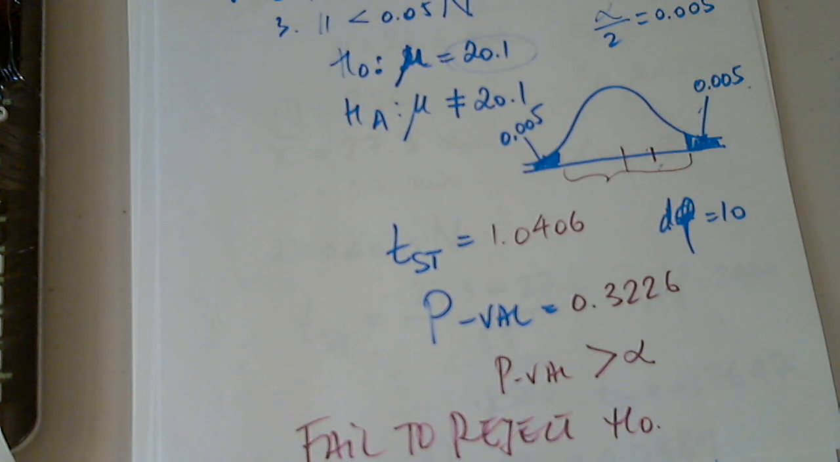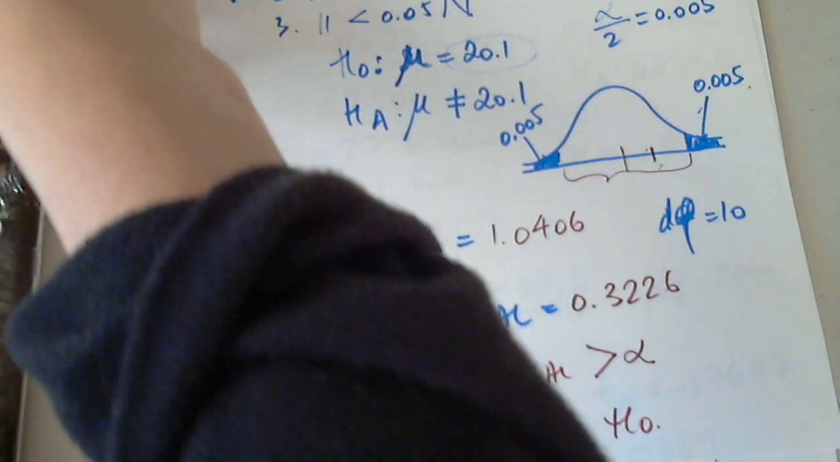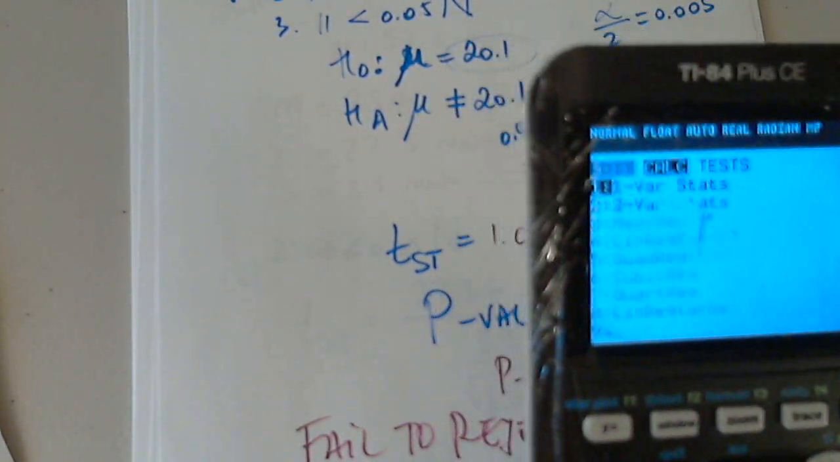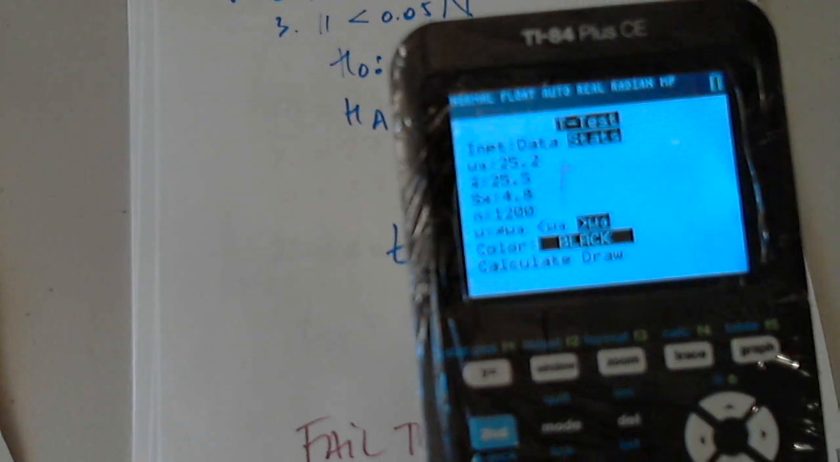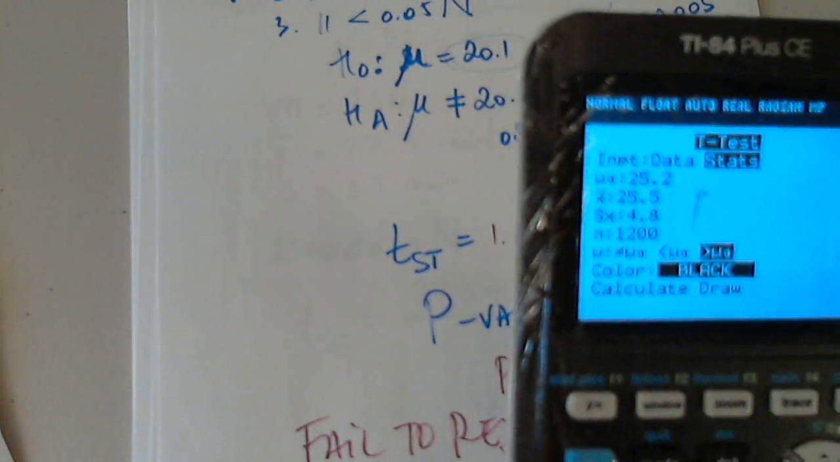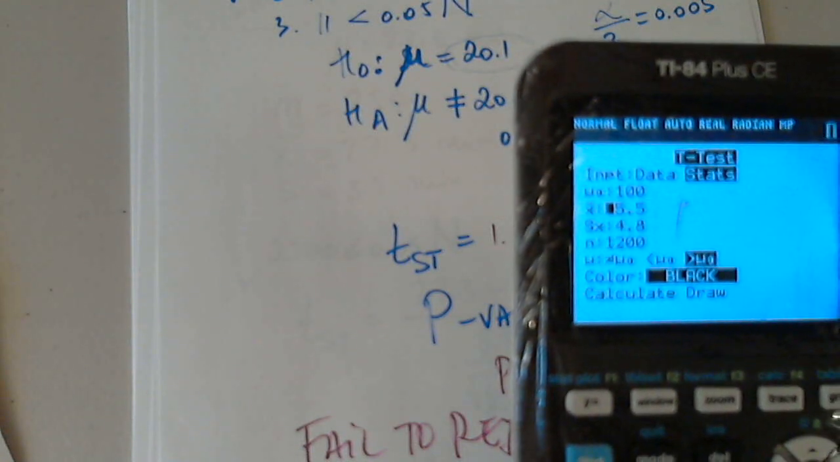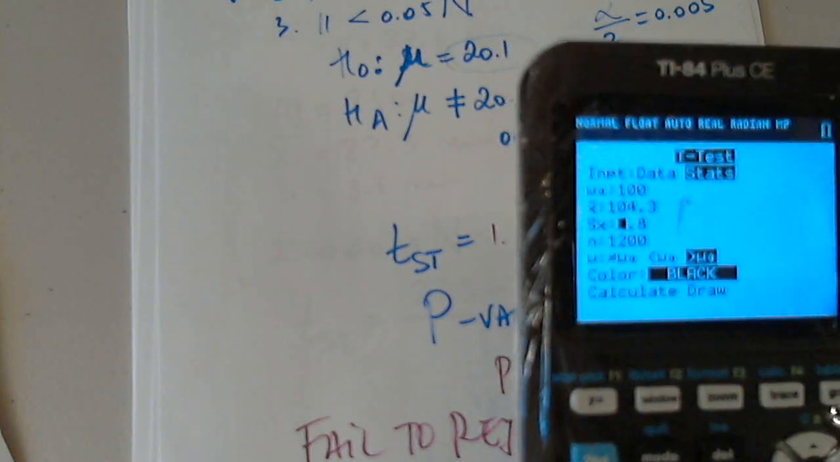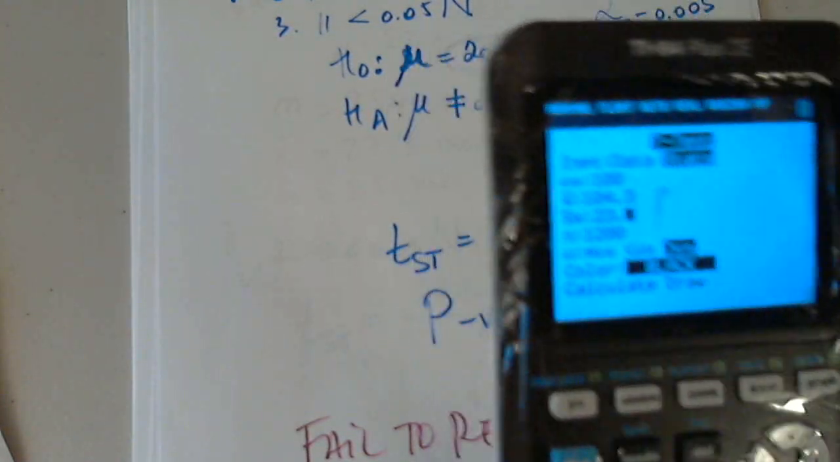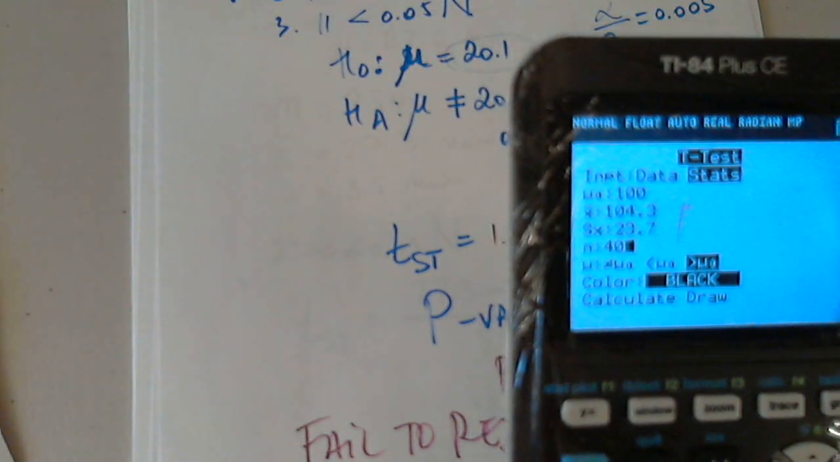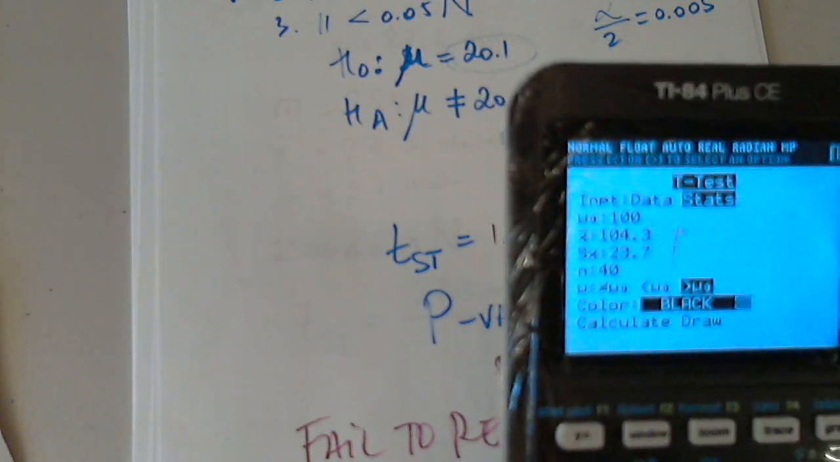Compute the test statistic, okay? I'll do it with the calculator. So we are looking at a t-test, and we are using stats. Mu0 is 100. X bar is given to us, 104.3. Standard deviation 23.7. Sample size 40. And we want a right tail test.